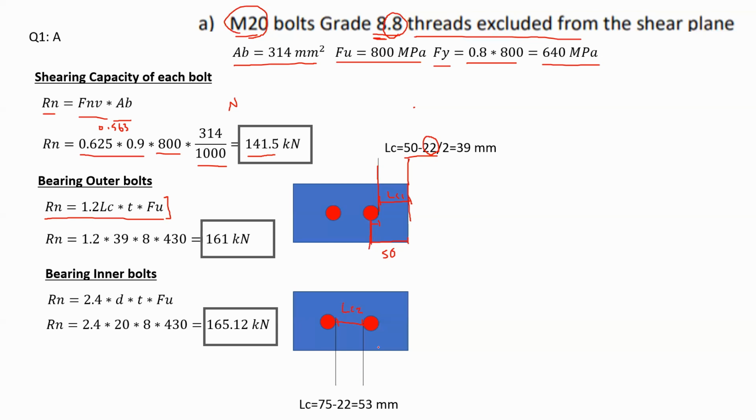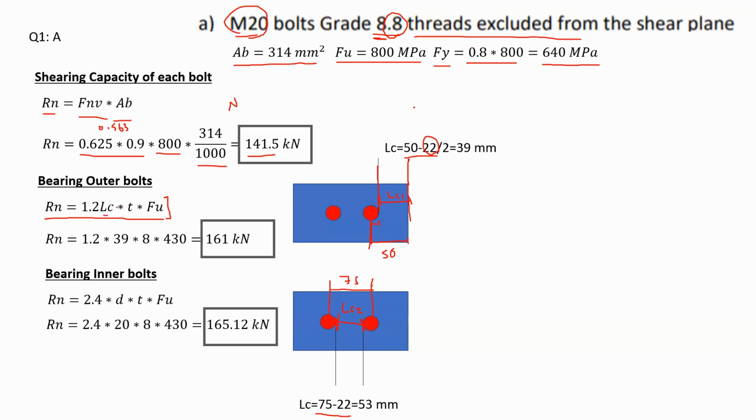Again, the same logic. Before, we were given that the distance from the center of a bolt to the other one is 75 millimeters. Now as you can see here, I need from the outer edge to the outer edge of the other bolt. Therefore I subtract one whole diameter. So it becomes 75 minus 22, and that would give us 53 millimeters.